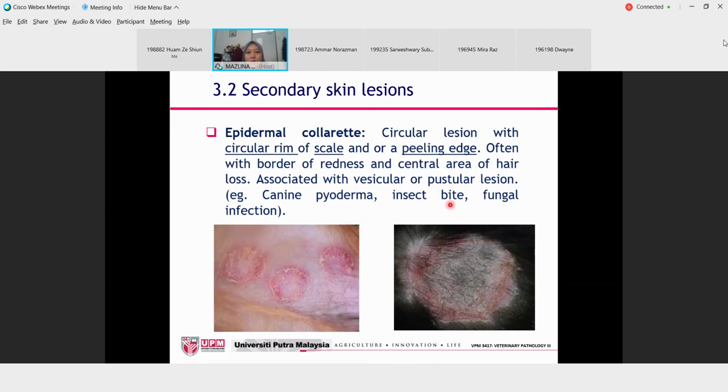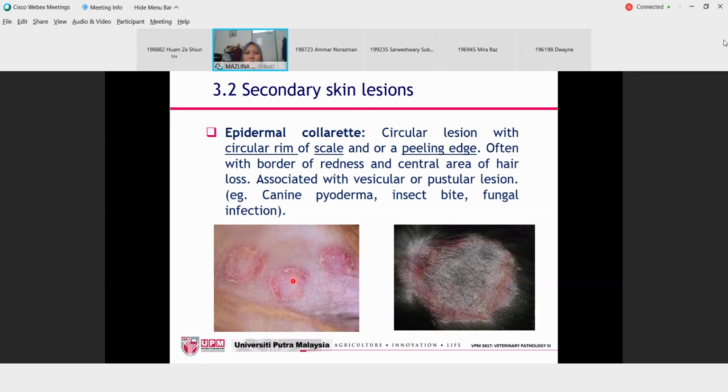Next we have epidermal collarette. So epidermal collarette is actually a circular lesion. You see a very clear circular lesion on the skin with a circular rim of scale. So it's like the corneum layer is almost coming off at the border, and it can also be easily peeled off. Okay. So most of the time the border would be reddened or erythematous. Okay. The central area usually doesn't have hair.